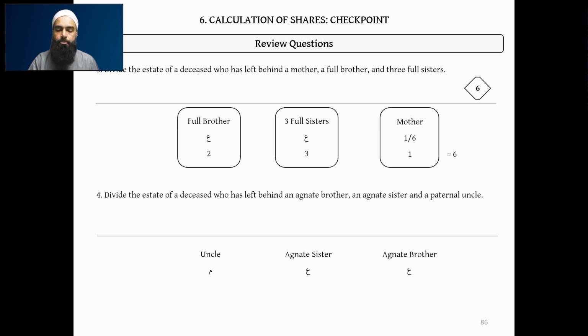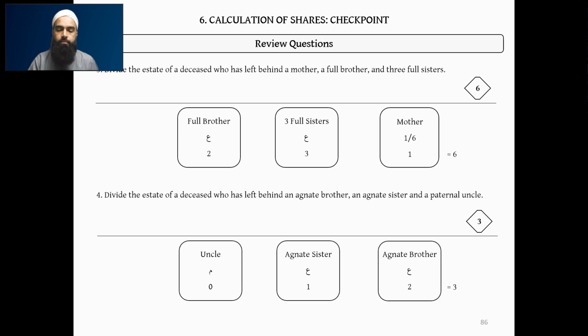So now here we have a scenario where we don't have any fractions. So rule number 4, we just make it from the number of individuals. So the agnate sister is only 1, and brother counts as double, so there's 2. So then we have to make the scenario out of 3. So the divisor will be 3. We give 2 to the brother, 1 to the sister, and 0 to the uncle. And it's as simple as that. It equals 3, so we're all okay.